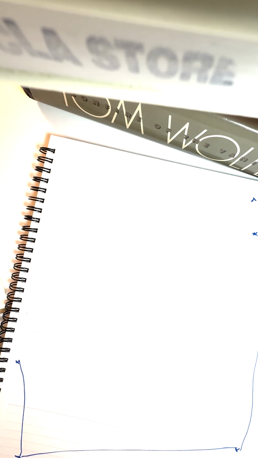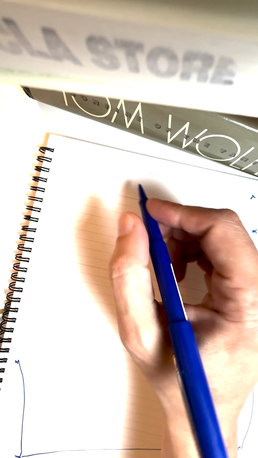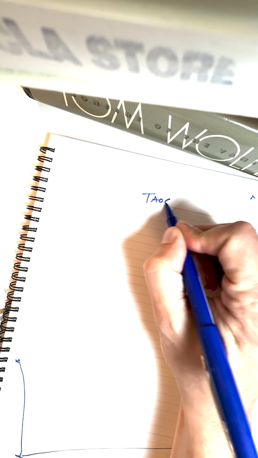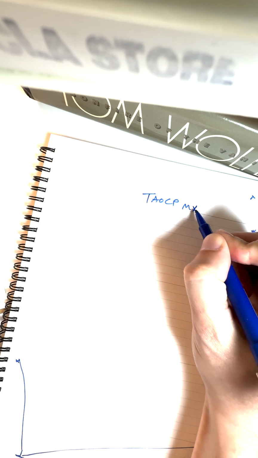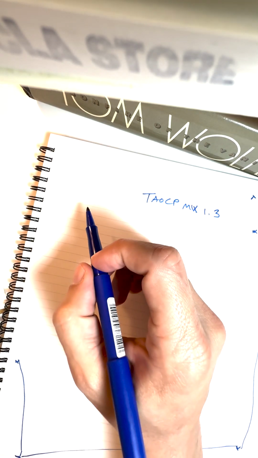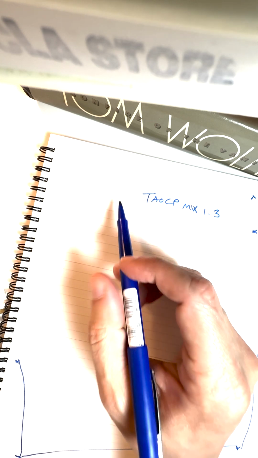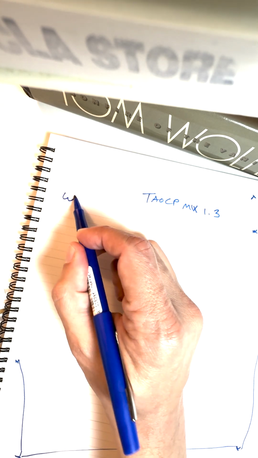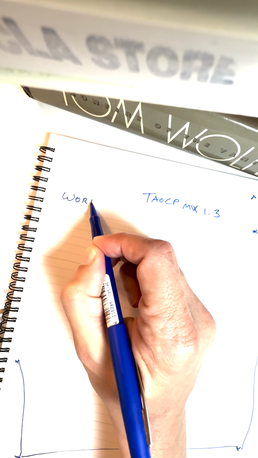So MIX is a computer that is really intended for teaching purposes. And we start out with the concept of a word. So I'm going to put the art of computer programming, and we'll start with MIX. And this is section 1.3. And so this part is about words.